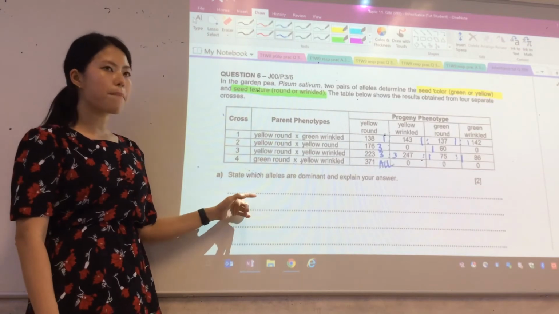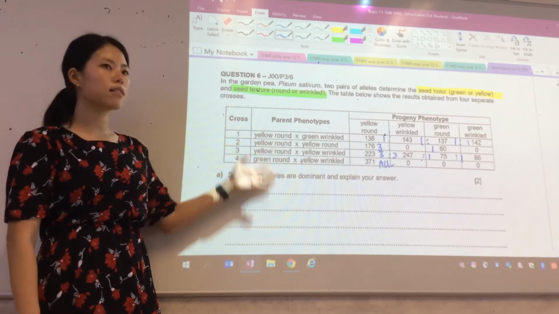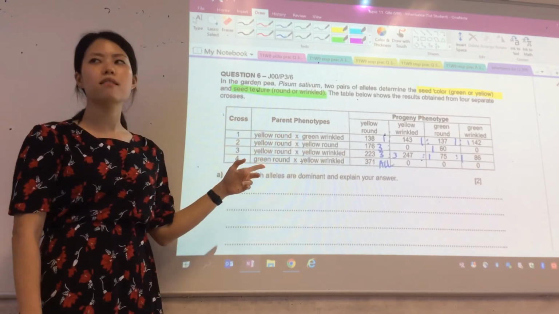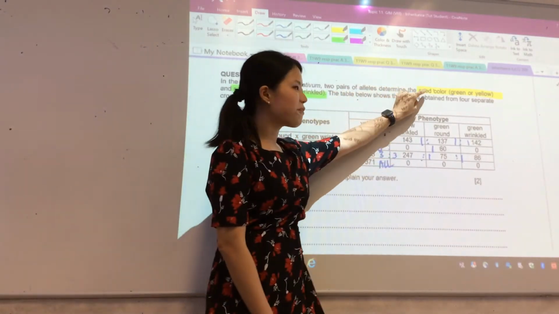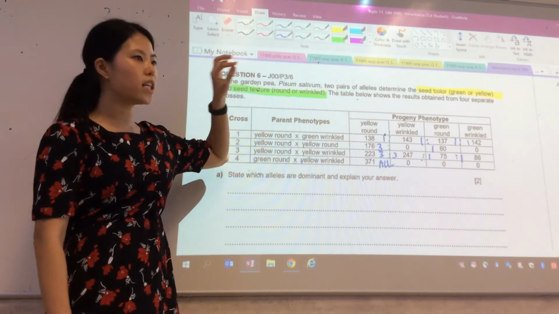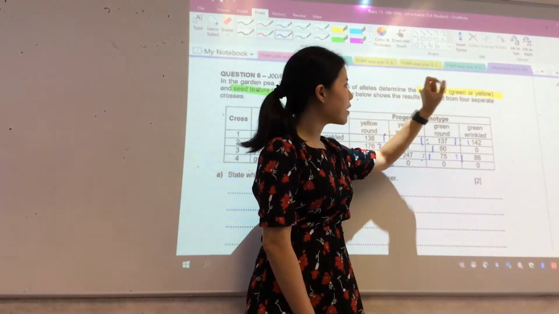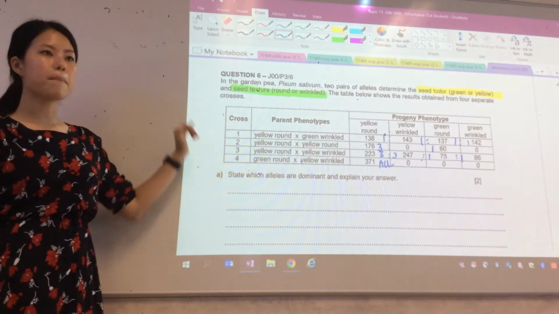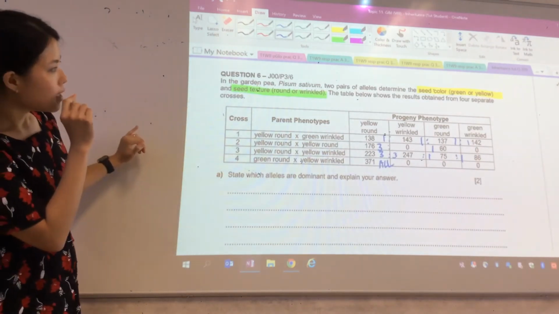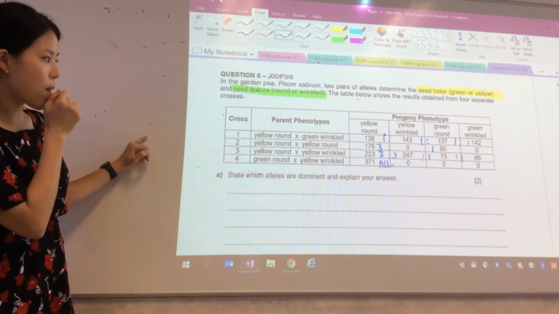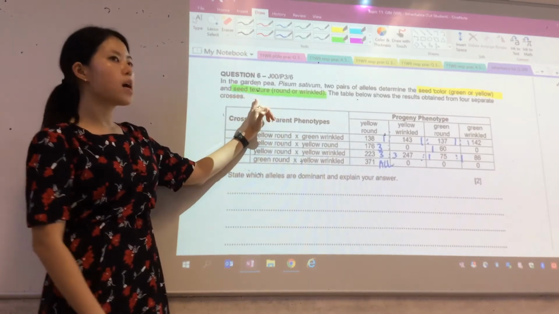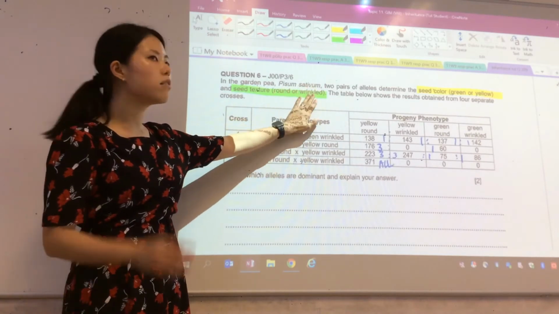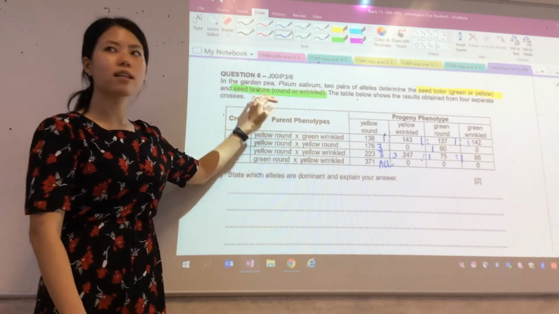Which alleles are dominant, and explain your answer. So by analyzing the results of the crosses, you should be able to tell which alleles are dominant. Let's take a look at the first gene locus, between the allele for green seed and the allele for yellow seed color. Which one do you think is dominant? Yellow. The second one, in seed texture: is the allele for round dominant or the allele for wrinkled dominant? Round. How do you know?